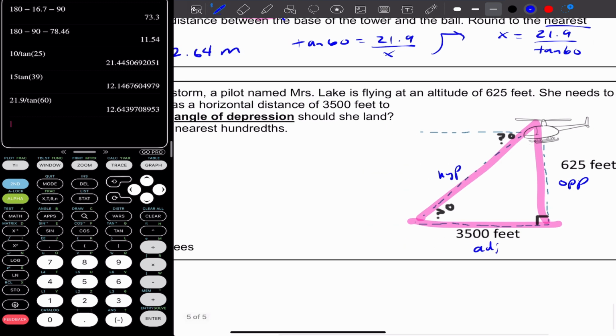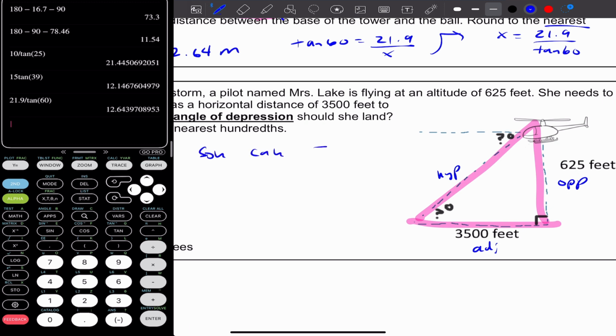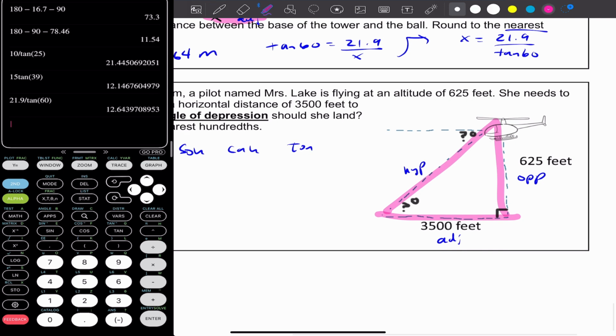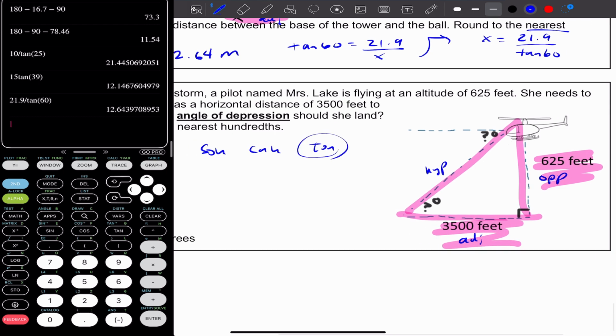So I can write SOHCAHTOA. And what are the given values? I have 625 and 3,500 feet. So I'm using tangent. So tangent of, let's call it the question mark. You can call it x or whatever you want, but it doesn't change anything. Tangent of your angle of reference, which we call the question mark, is equal to the opposite side over the adjacent side. So it's 625 over 3,500 feet.